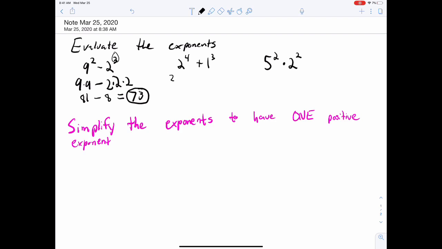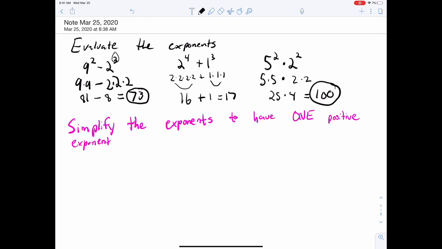2 to the fourth, you're going to multiply 2 by itself 4 times, plus multiply 1 by itself 3 times. Multiplying all this will give us 16, plus all this will give us 1. That's 17. And then right here, if you break down the 5 squared, that'll be 5 times 5, times, break down the 2 squared, that'll be 2 times 2. So you'll get 25 times 4, and that's 100.